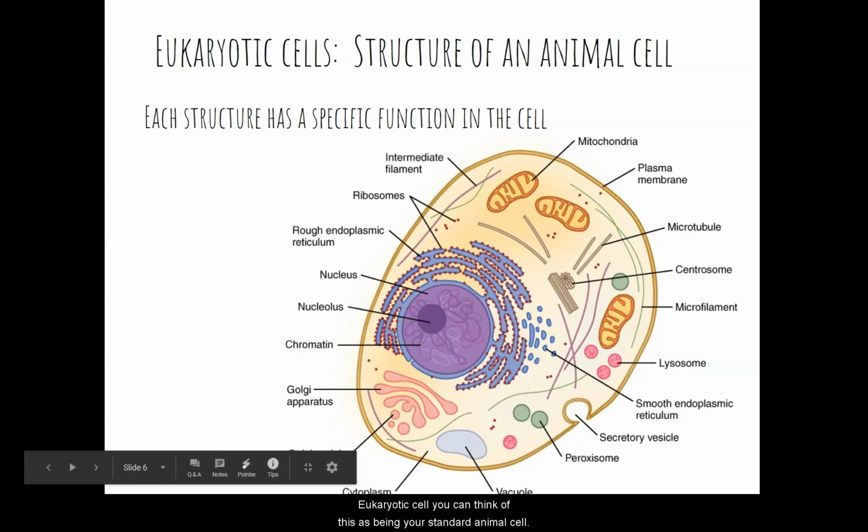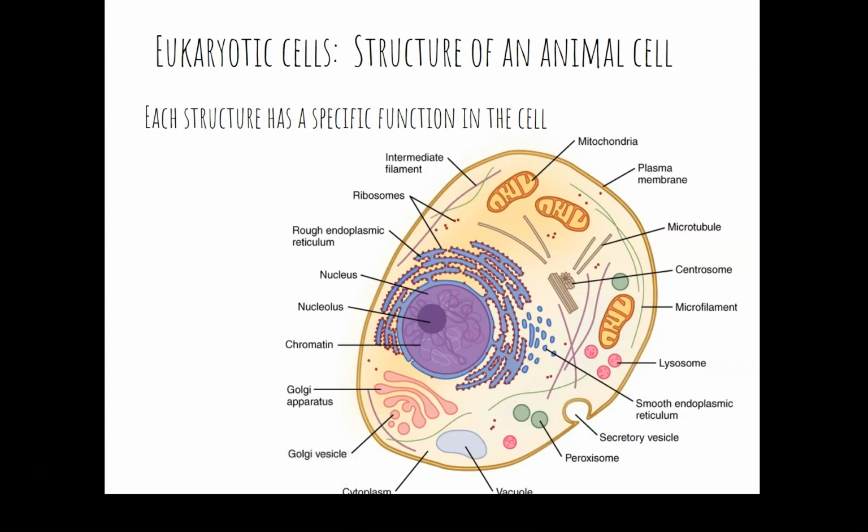So here's a eukaryotic cell. You could think of this as being your standard animal cell. Honestly, though, if you had a look at a microscope slide and you looked at some different cells from a human body, they'd be quite different from each other because they have specialized functions. But this is a broad overview of what you might expect.